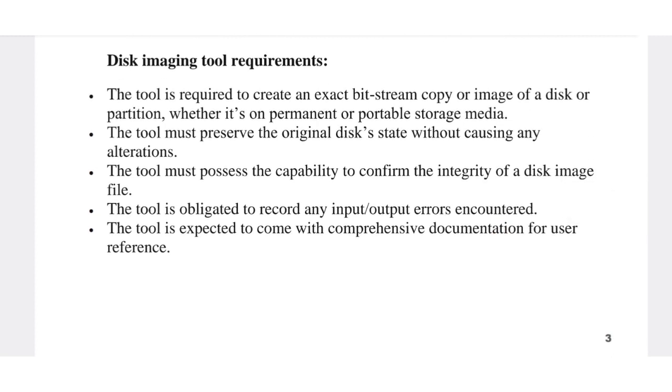Then let's see the disk imaging tool requirements. So what kind of disk imaging tool do you need? You need a tool which can make a bitstream copy or image of any particular hard disk or storage media. Then it should maintain the integrity of the evidences, meaning it should preserve the original state of the storage media. Then third, the tool must possess the capability to confirm the integrity of a disk imaging file, meaning it should have a hash value of the file.